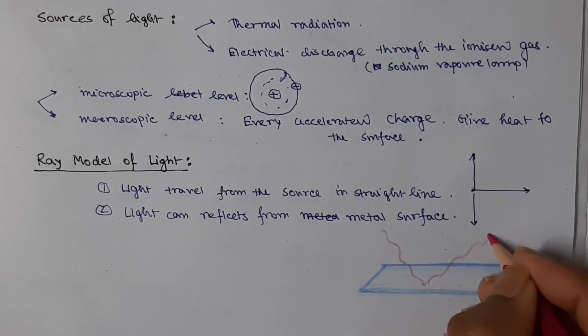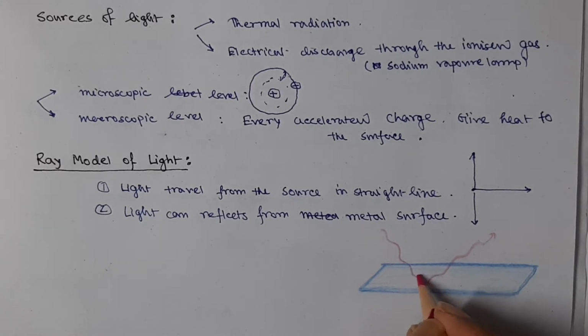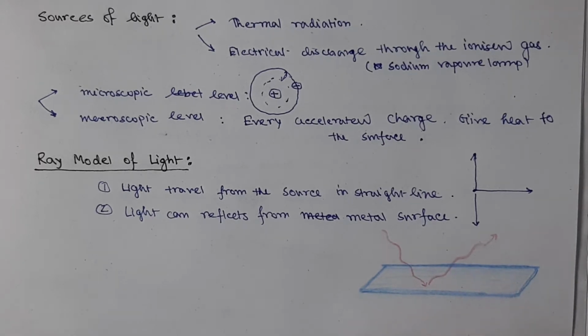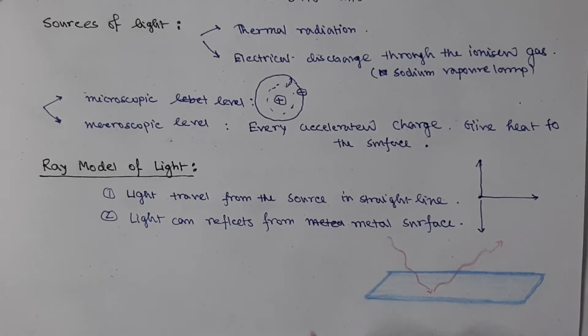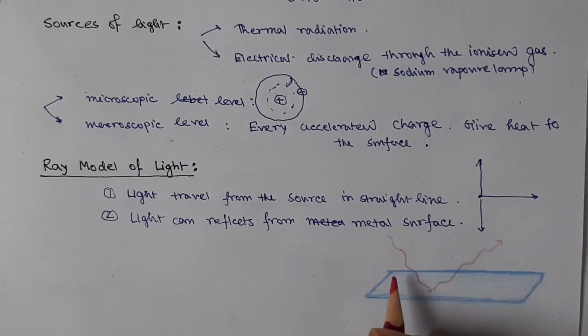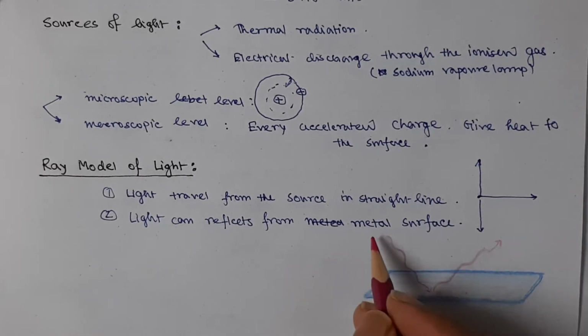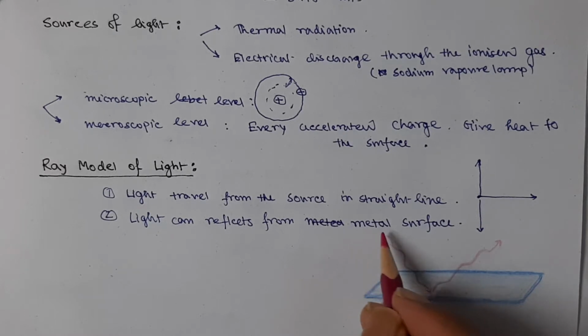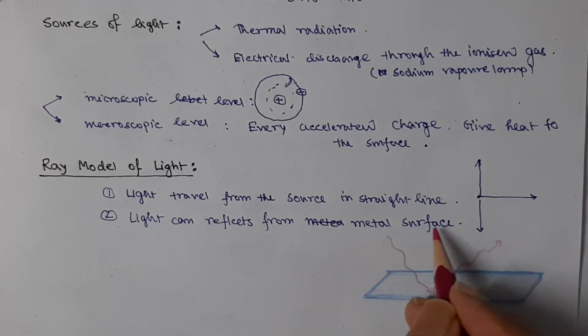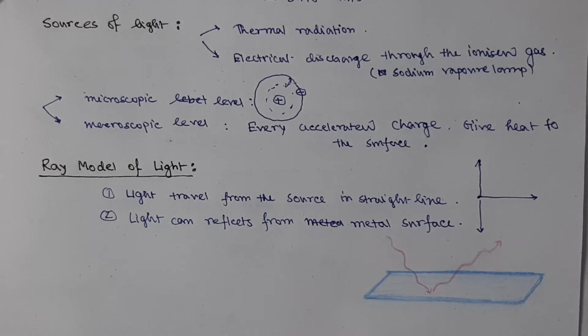So the frequency will be the same, the wavelength will be the same, and the intensity will be the same for the perfect conductor. So light can reflect from the metal surface. Actually it is not all metal surfaces, it is for conducting surfaces which can conduct electricity.